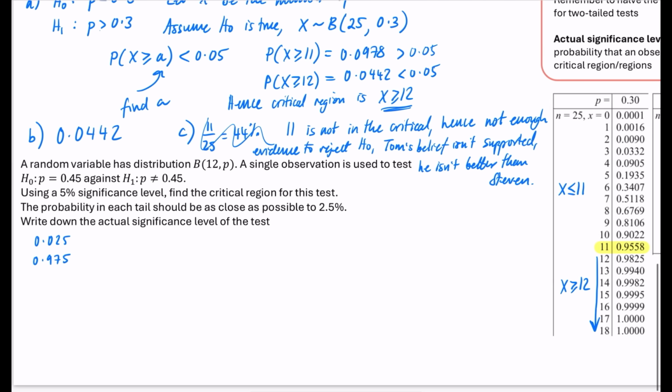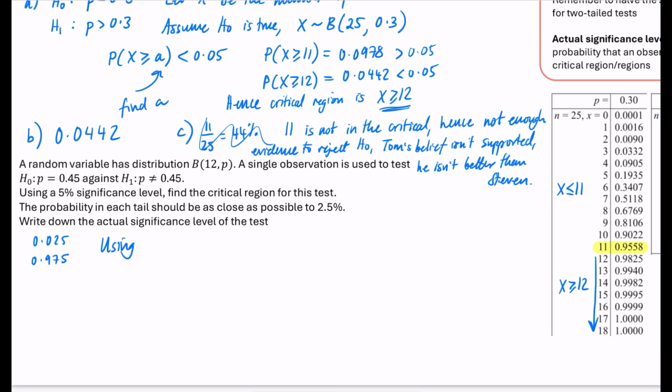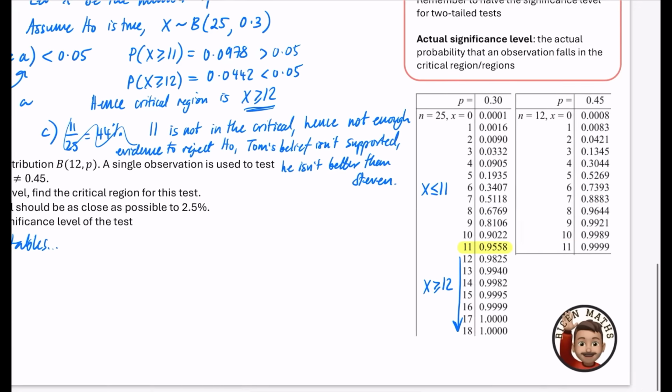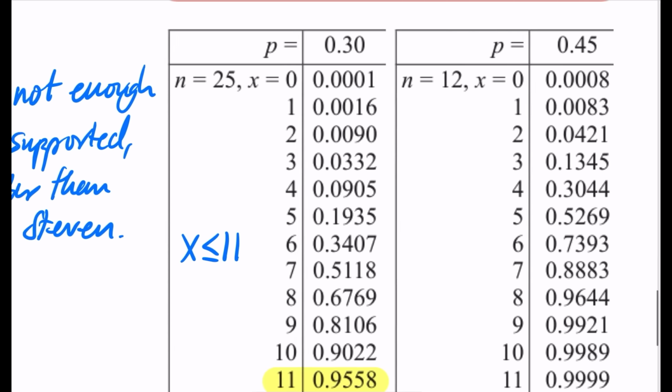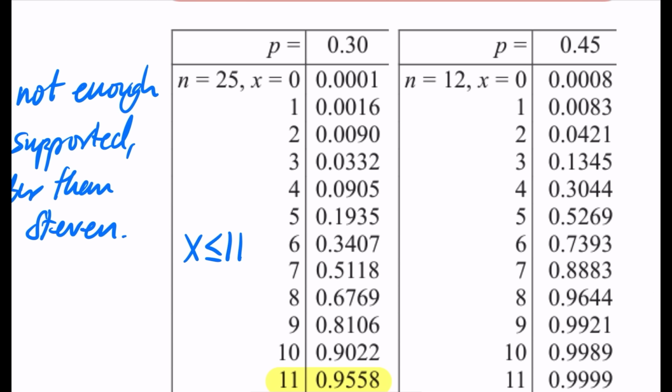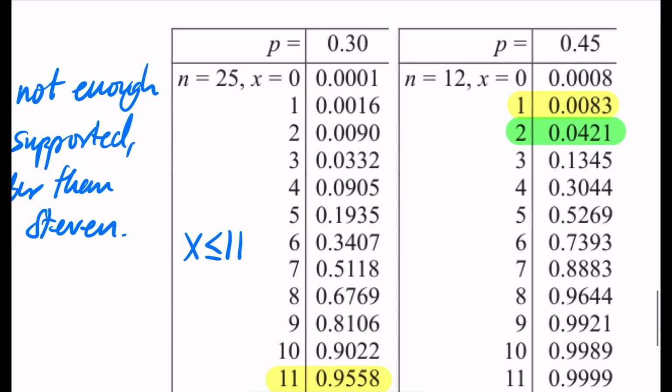So I'm just going to write down using the tables. I don't need to necessarily write all of the values. I'm just going to say using the tables. I think the easiest one for us to find is the one that is closest to 0.025. It is either this one or this one. I'm going to do a quick bit of calculating: 0.025 minus this, or 0.421 minus 0.025. So this one, if I just quickly jot it down, is 0.0171 away.